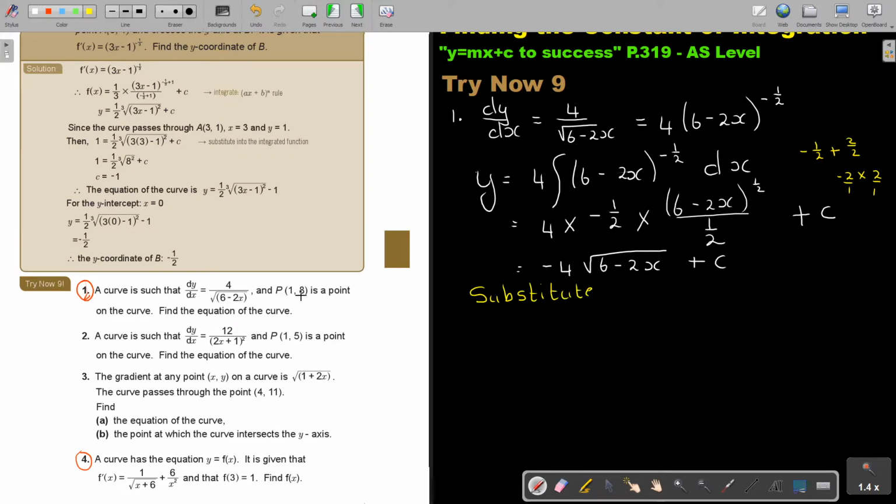Okay, and now I'm going to substitute. And what is that point? 1 and 8. And don't forget that this is your x, this is your y. So it was actually a y there. And if I substitute, in the place of y it's 8, negative 4, and in the root, 6 minus 2. Let's just get.